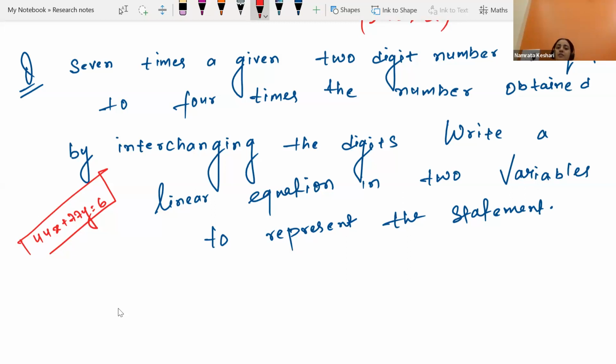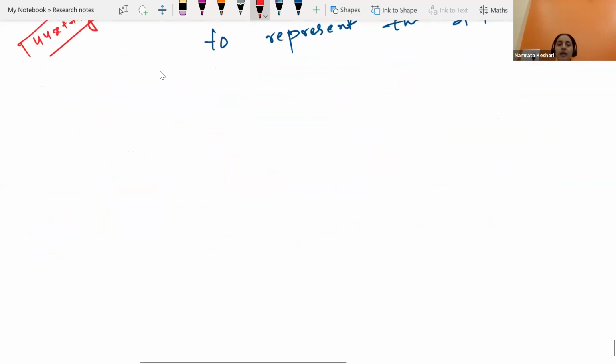Okay, let's discuss this one. Here, patiently we'll be reading the question and we will try to understand. The question says that 7 times a given 2-digit number. Okay, a 2-digit number is there. Now let me give you a few examples. When we have a 2-digit number, for example 52, we can write this 2-digit number as 5 into 10 plus 2 into 1. Can we write it like this? Yes, ma'am.